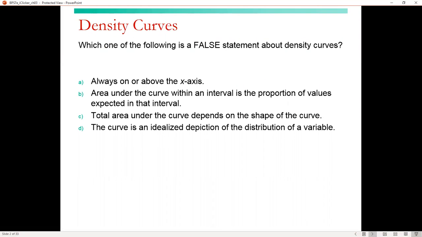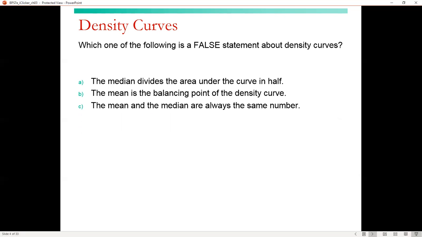Which one of the following is a false statement about density curves? It's true, they're always on or above the x-axis. The area under the curve within the interval is the proportion of values expected in that interval. True. Total area under the curve depends on the shape of the curve. False. The area under the curve always equals 1. The curve is an idealized depiction of the distribution of a variable. The false answer is C. The area under the curve is always 1.